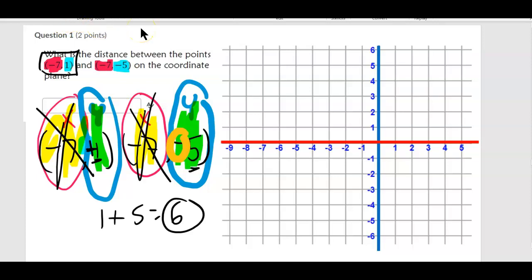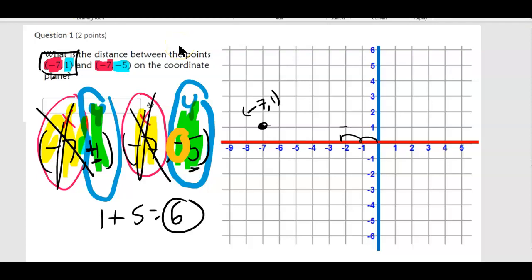So we're going to go on the red, negative 7: 1, 2, 3, 4, 5, 6, 7. So we go over to the left. Then we're going to go up 1. Here's the blue. The blue matches right here, 1. So there's negative 7 and 1. Now let's find negative 7, negative 5.